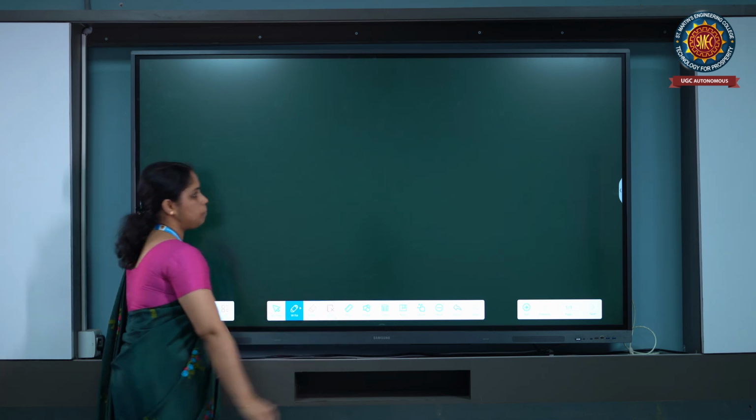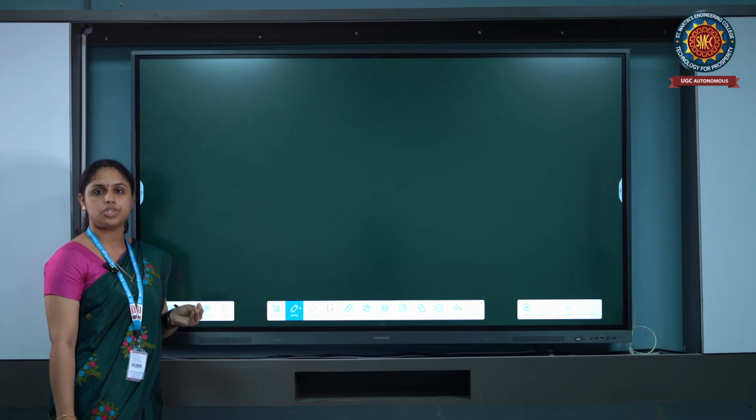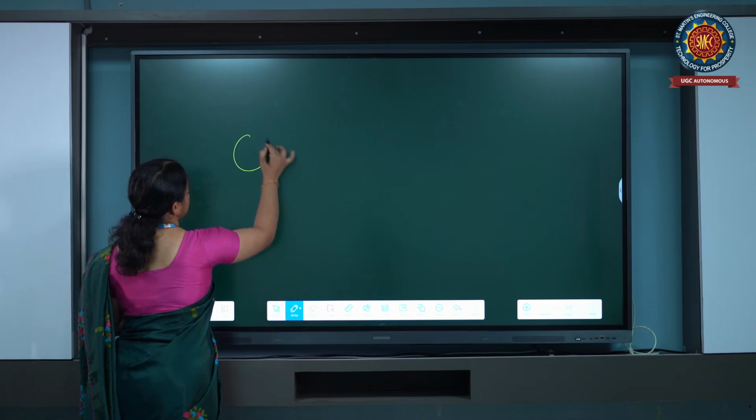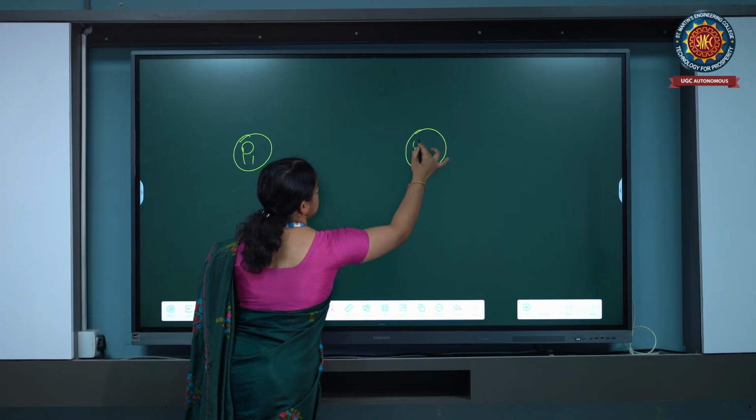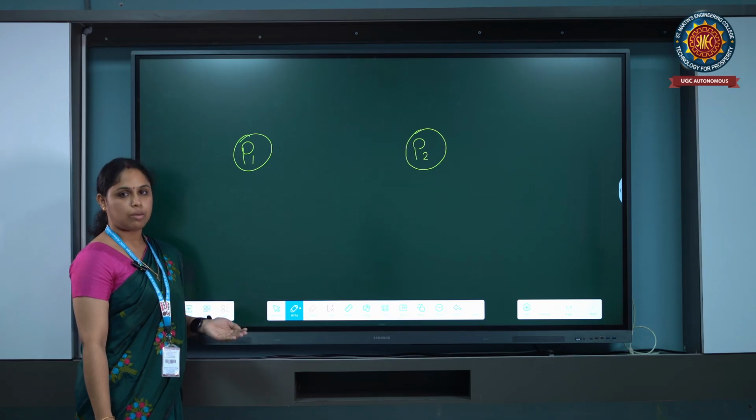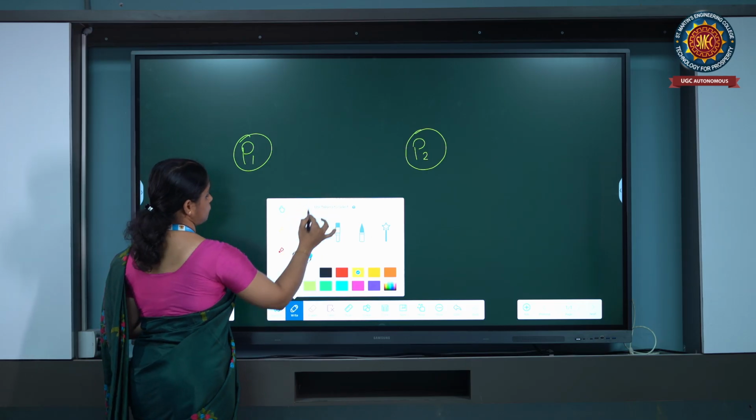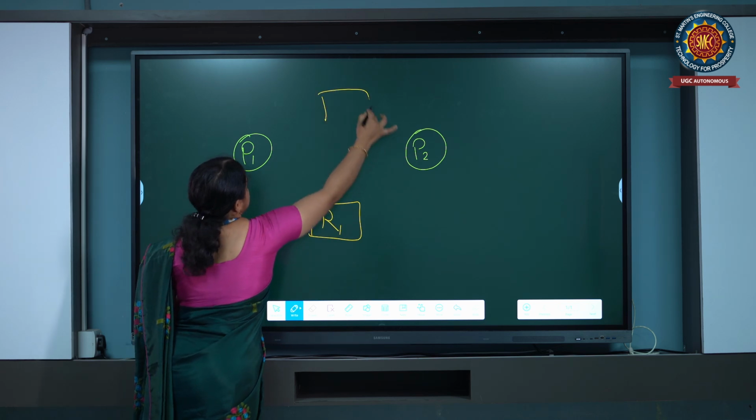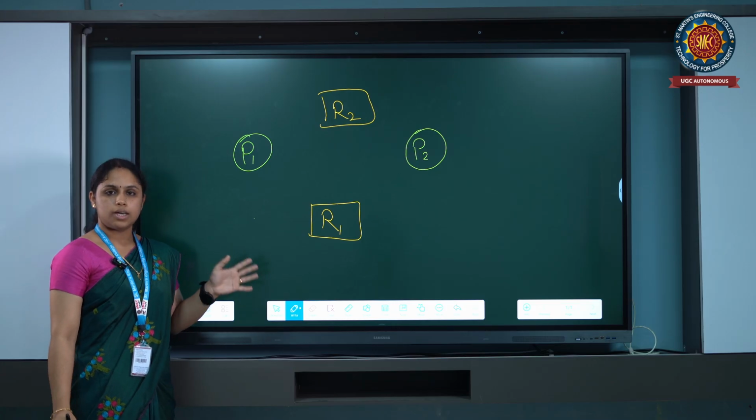Next, we will represent one situation in a processor, how a deadlock can be represented. I will use two processes, P1 and P2. Next, there will be two different types of resources, R1 and R2. So this is a particular situation in a processor.